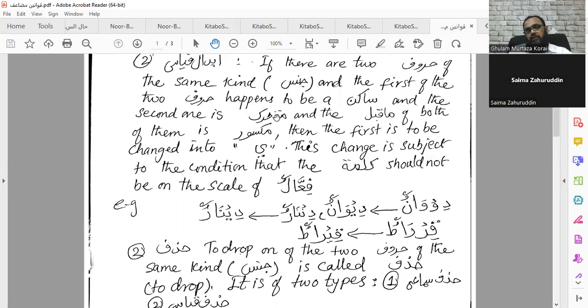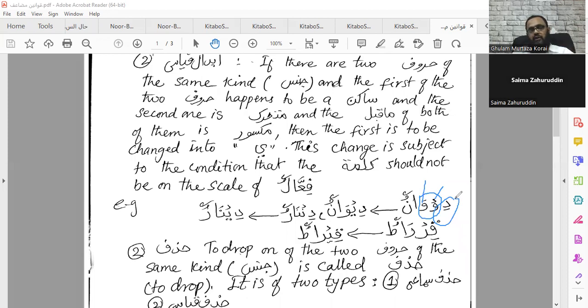You see the word diwanun, originally divwanun. In this kalima there are two huruf of the same type. The first one is sakin, the second one is mutaharrik, and the ma qabal of both of them is dal, which is maksur. So three of the conditions are met, and this word does not come on the scale of fi'al. So now we change the first harf, the waw, which is sakin, with ya. So from divwanun, it is diwanun.